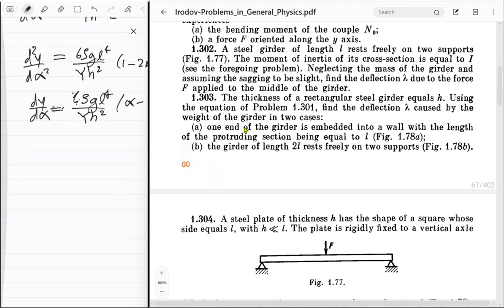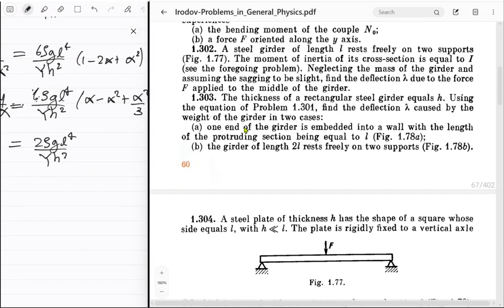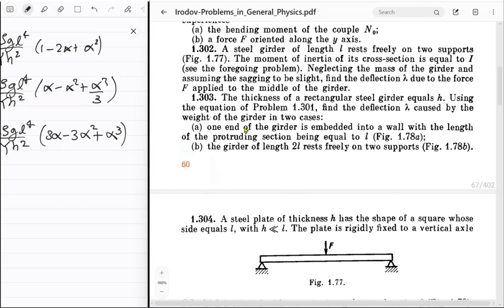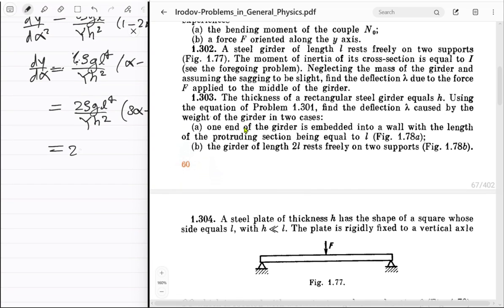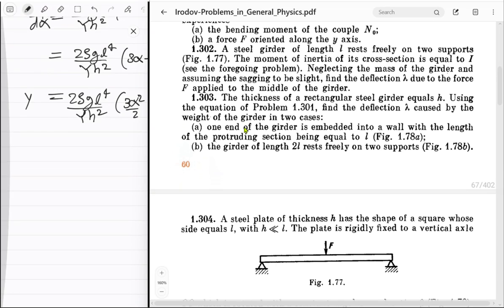So it's like 2 rho g L power 4 upon Young's modulus h squared times, okay, that 3 comes inside. Just get this thing, 3 alpha minus 3 alpha squared plus alpha cubed. Now integrate once again. So y is just equal to 2 rho g L power 4 upon Young's modulus h squared times, when you integrate, 3 alpha squared upon 2 minus alpha cubed plus alpha power 4 upon 4. So this will be what?